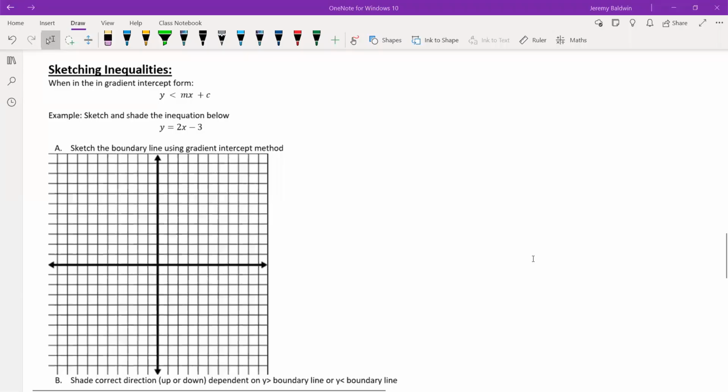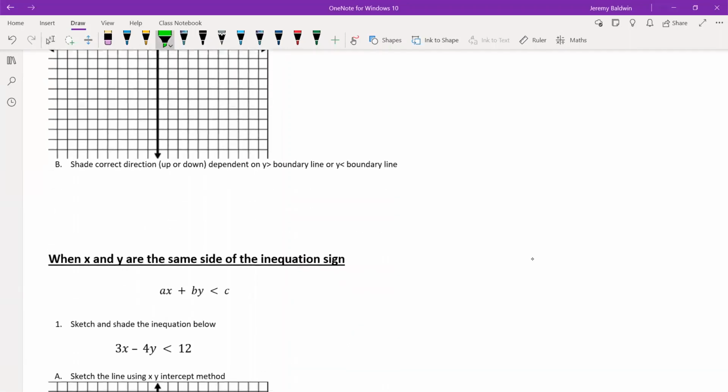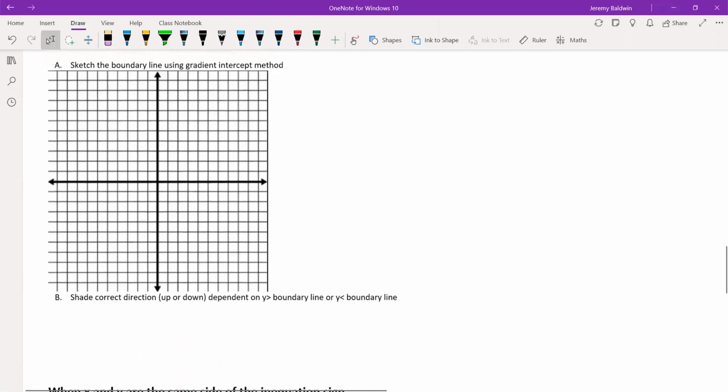All right. So your inequality can have two different forms. Your inequality could either be in the gradient intercept form, like a y equals mx plus c, but obviously with the inequation sign, or you could have it in the standard form, where x and y are on the same side. The method you'd use to shade and to plot are slightly different, so we're going to do each one separately.